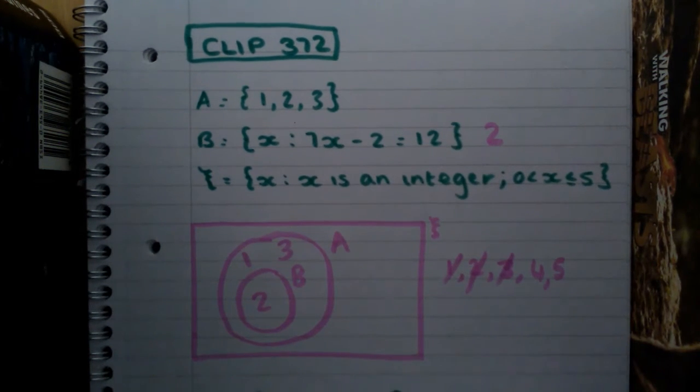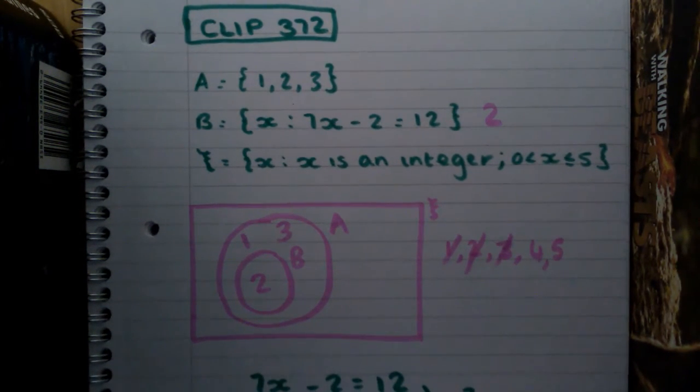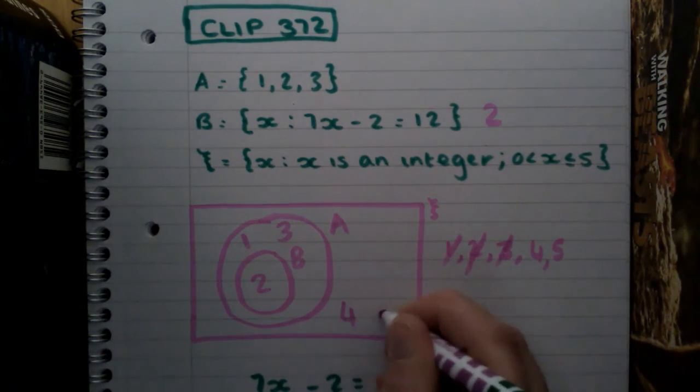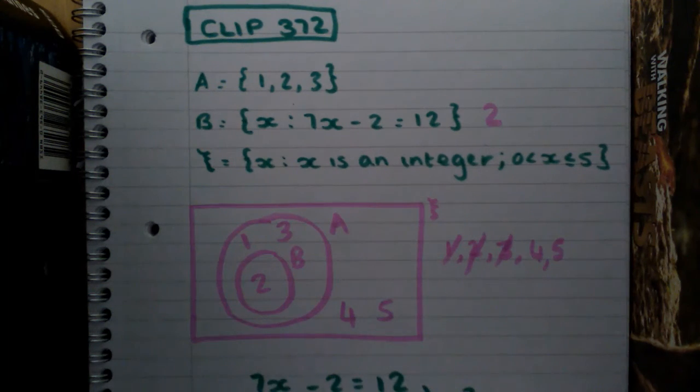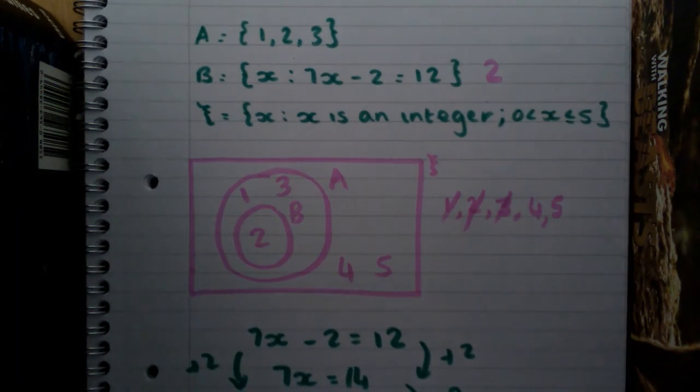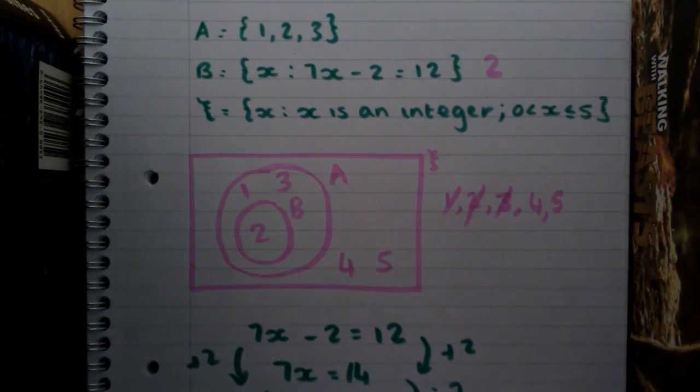So I've got 2 numbers left now, 2 integers that are not in A and they're not in B, but they are in the universal set. So those 2 go inside the rectangle. So the Venn diagram you're looking for that question is the one that's shown there. I hope this helps Year 8.